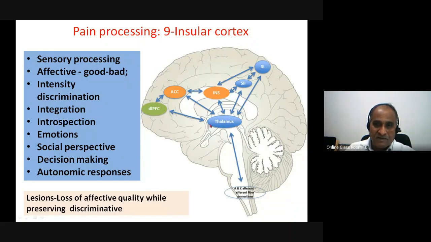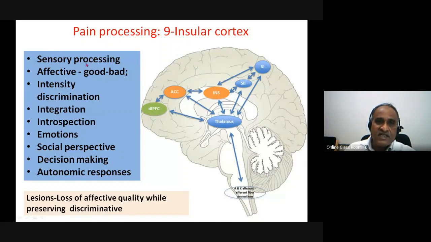From the thalamus and from the parabrachial nucleus, the amygdala and the insular cortex receive inputs. This insular cortex has a connection with the S2, and it has a connection with the ACC. And this will give back to the thalamus, and it's also connected to the prefrontal cortex through the anterior cingulate cortex.